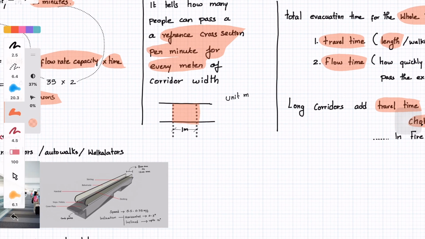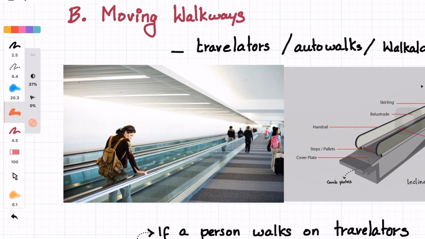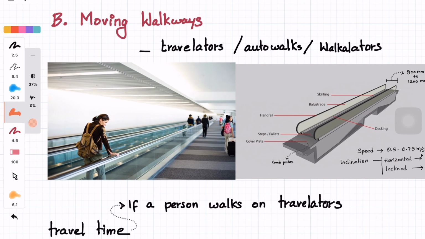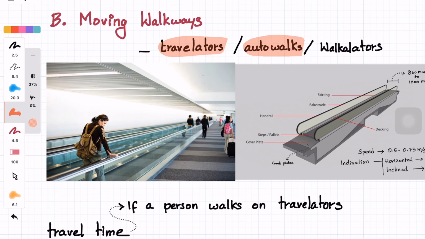Okay, next, moving walkways. They are otherwise called travelators, autowalks or even walkators. Walkators are continuous conveyor-like systems that assist pedestrian movement, commonly found in airports, transit hubs and large public complexes.